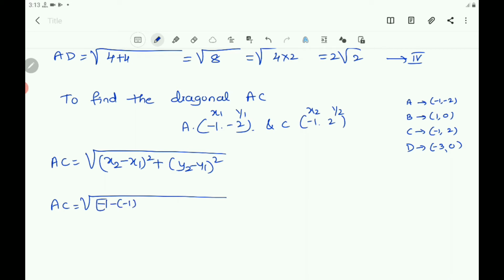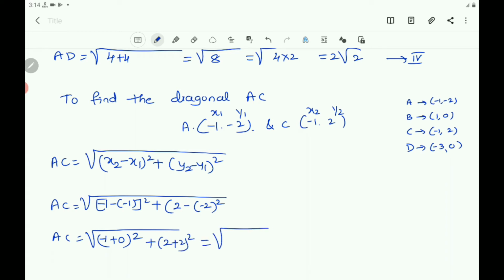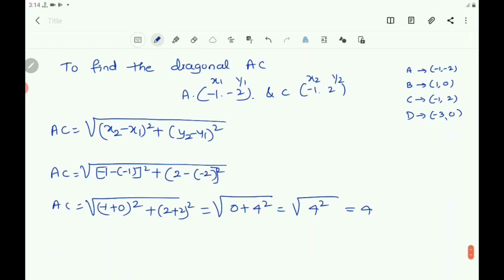Then AC equals square root of, we take x1 y1 x2 y2, then x2 is -1 minus of -1 whole square plus y2 is 2 minus of -2 whole square. Then AC equals 1 minus of -1, that will give us -1 plus 1, 0 square, plus 2 plus 2 whole square, that equals 0 plus 4 square, you got 4 square equals 4. So you got AC equals 4.